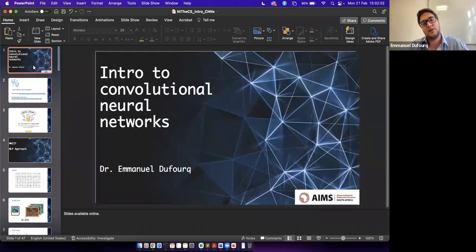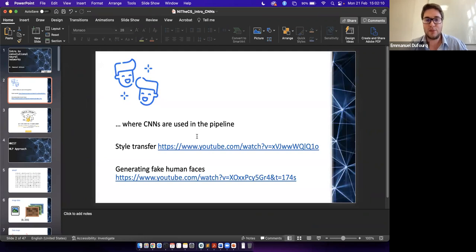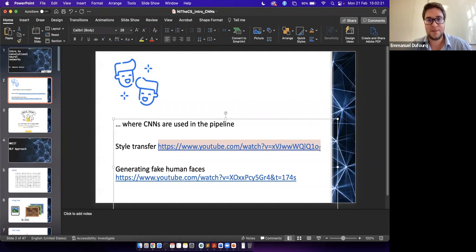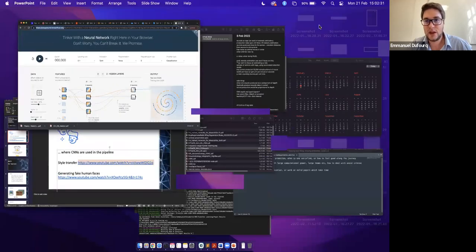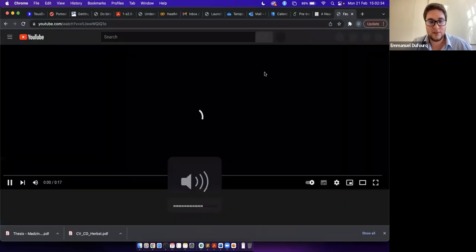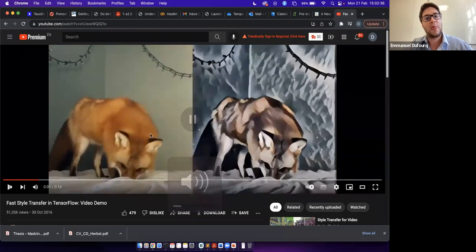Okay, so this part will be the introduction to convolutional neural networks, also known as CNNs. But as always, it's nice to have a look at some examples. So I want to show you two videos actually, as to where convolutional neural networks are used somewhere in the pipeline. So here is one example of where a convolutional neural network is used in the pipeline.